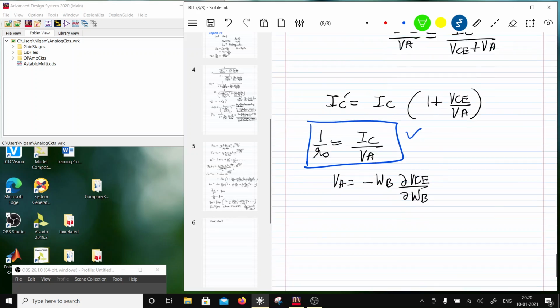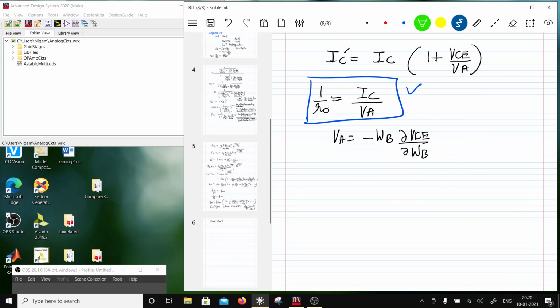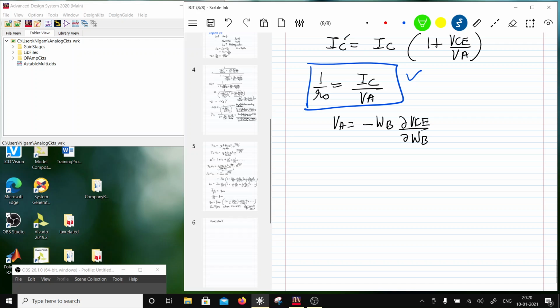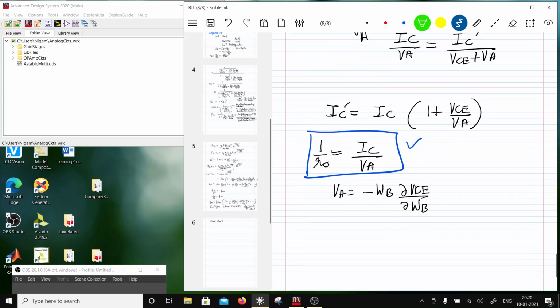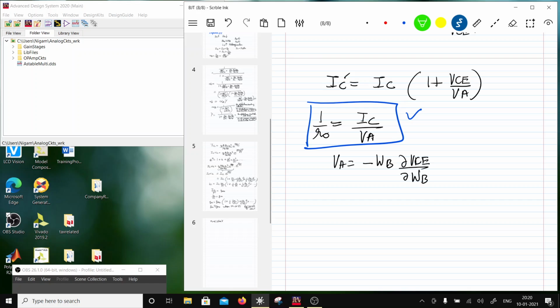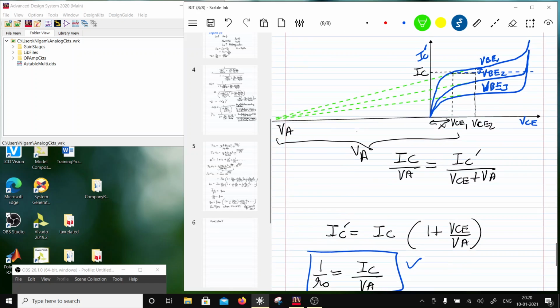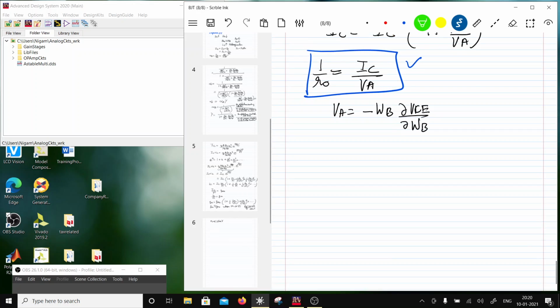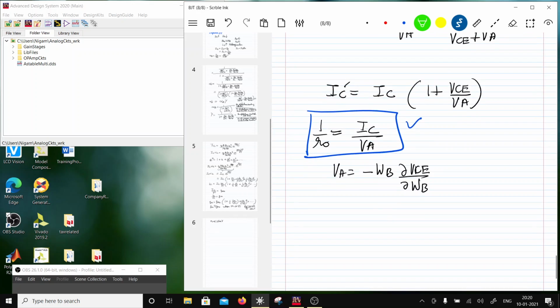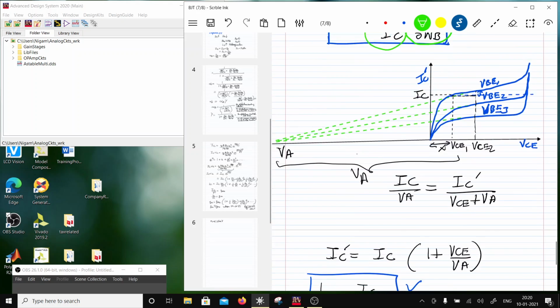So don't get confused with that. Here also you can see that RO I am considering as a positive number. I'm ignoring the sign of VA. So here also VA is a positive number. I'm ignoring the signs in this triangle, which are similar triangles. That's what I have done with equating the slopes. So now this basically explains what the output resistance is.